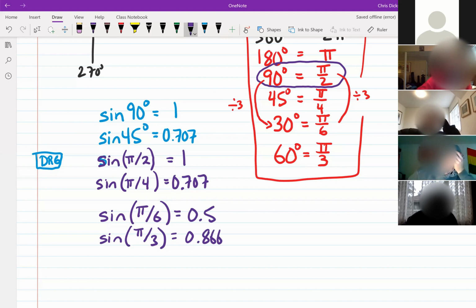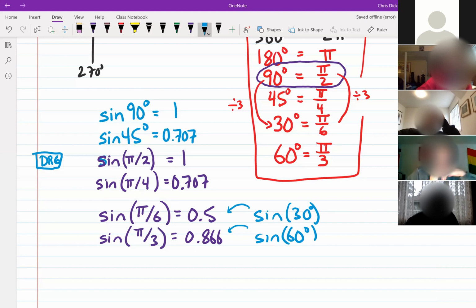Okay. So now if you switch back to degrees and you type in the sine of 30 degrees and the sine of 60 degrees, you're going to see that you actually get the same numbers as these. So radians and degrees are just different ways of measuring angles. And that's really the big change, I would say, from Math 11 to Math 12, is trying to get good at using the radian measurements here.